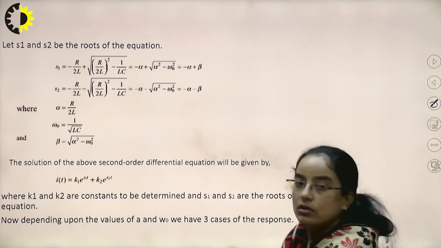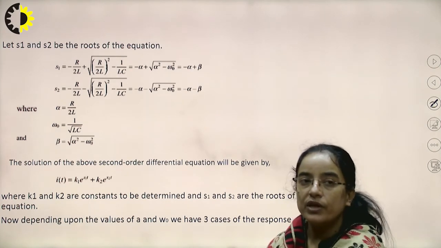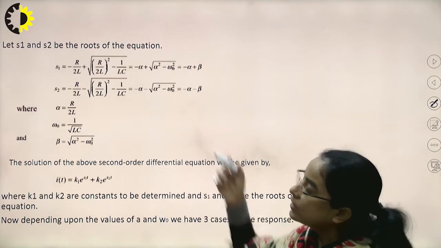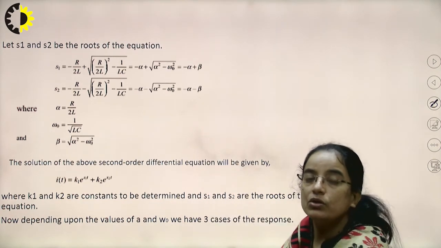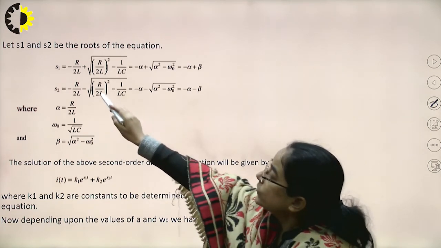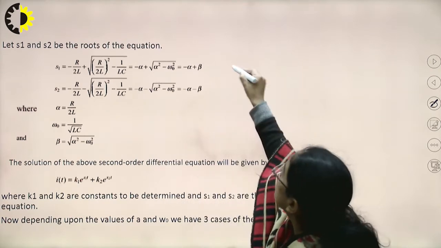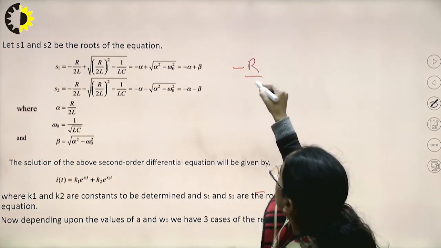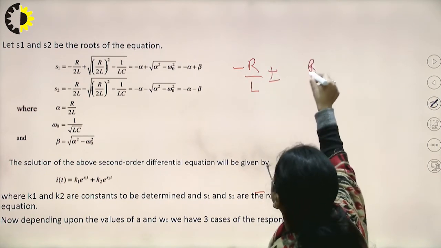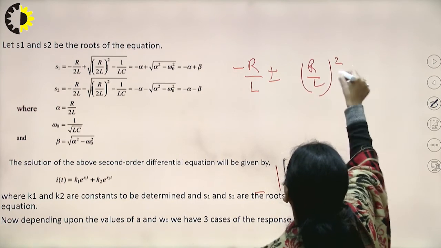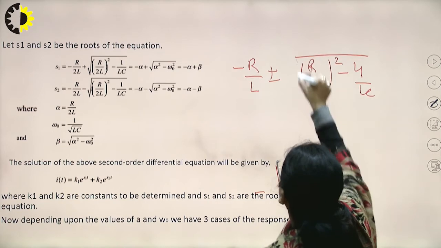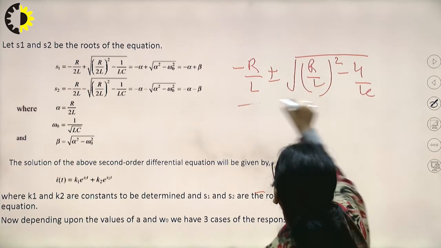So now since it is a quadratic equation of S, there will be two values of S and we can denote those with S1 and S2. So the roots of the equation will be given by S equal to minus R/L plus minus square root of (R/L) square minus 4/LC, this whole divided by 2.